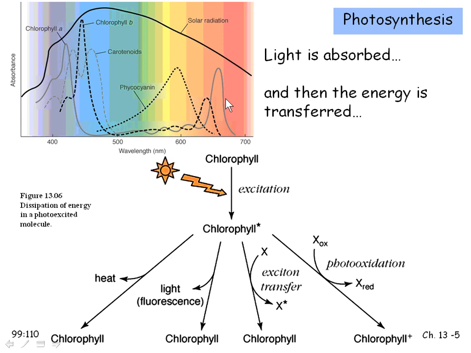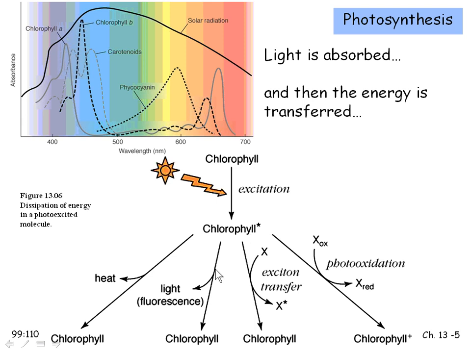Well, several things can happen. Here we have a chlorophyll molecule, and the sun is shining, and it has just absorbed a photon. And we call that molecule now excited. This is a process we call excitation. So the electrons in that molecule absorb the energy of the photon, and they're going to be themselves now more energetic. Here's the chlorophyll star as a way of saying it's an excited chlorophyll. It's excited. It wants to do something, anything.